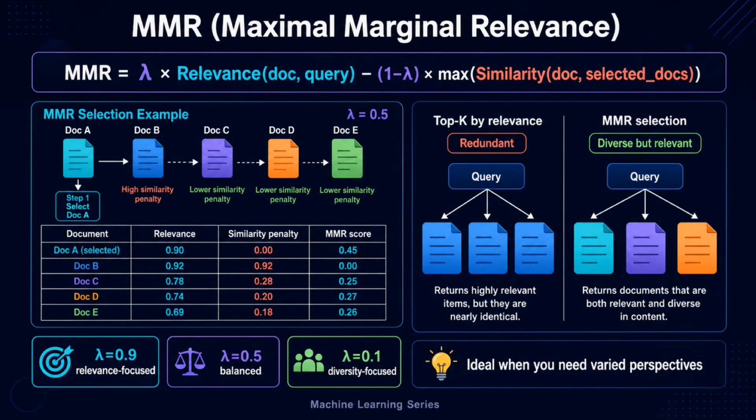MMR addresses a common problem. Top search results are often redundant, containing similar information. MMR balances relevance with diversity using a simple formula. It selects documents that are relevant to the query but dissimilar to already selected documents. The lambda parameter controls this balance. High lambda prioritizes relevance, low lambda prioritizes diversity. When presenting search results to users, MMR ensures they get varied perspectives rather than the same information repeated. It's particularly valuable for research and exploration use cases.